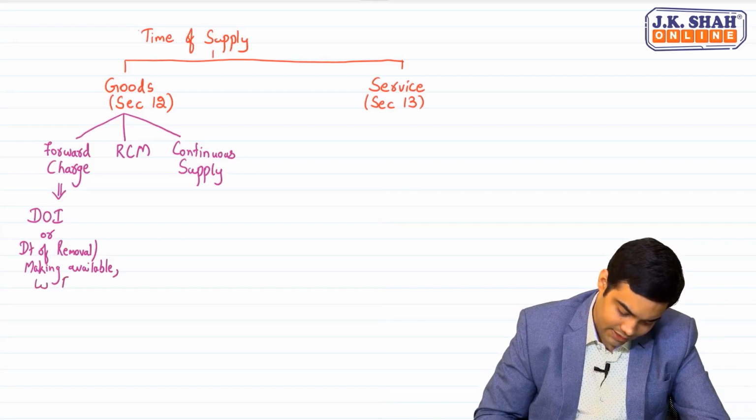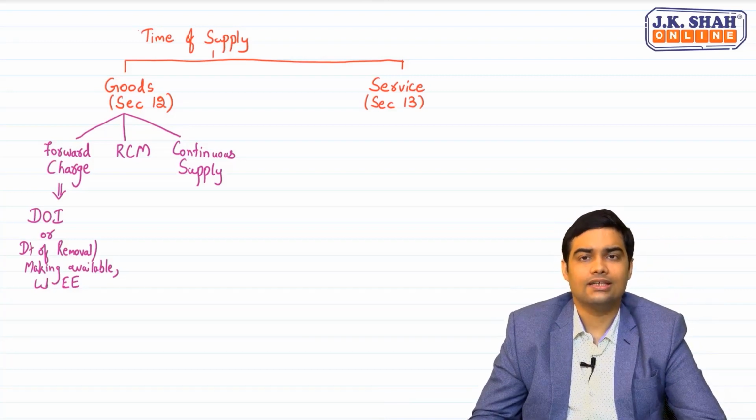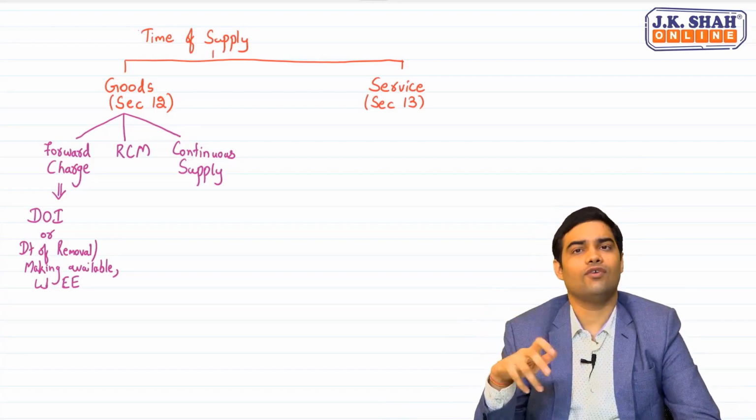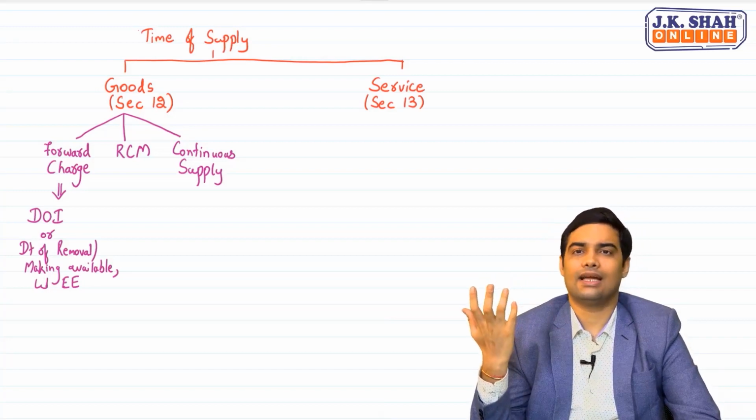Remember one thing very carefully. This date of removal or date of making available is the due date to issue invoice. So when we compare invoice date with removal date, if you have not raised the invoice by the removal date, then date of removal becomes the time of supply.